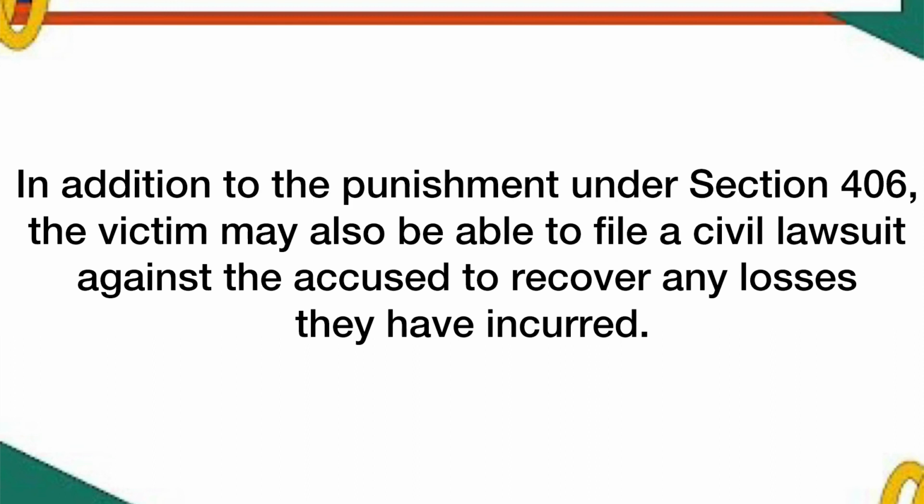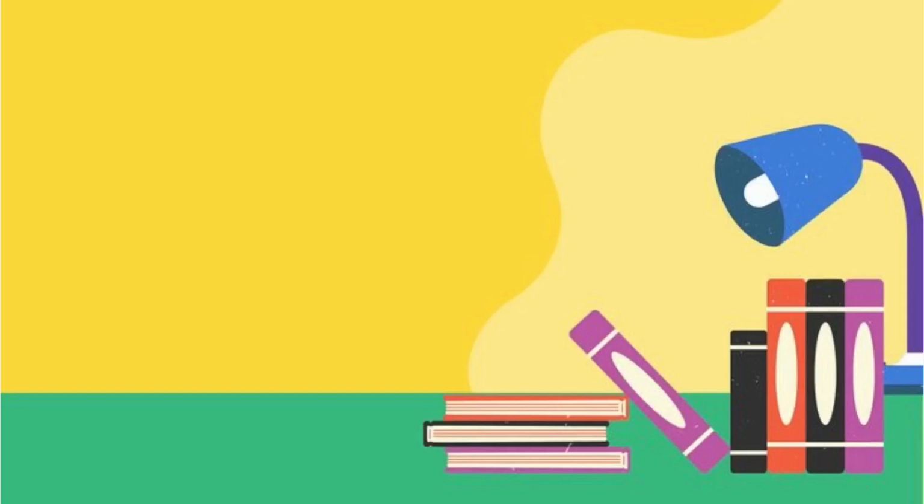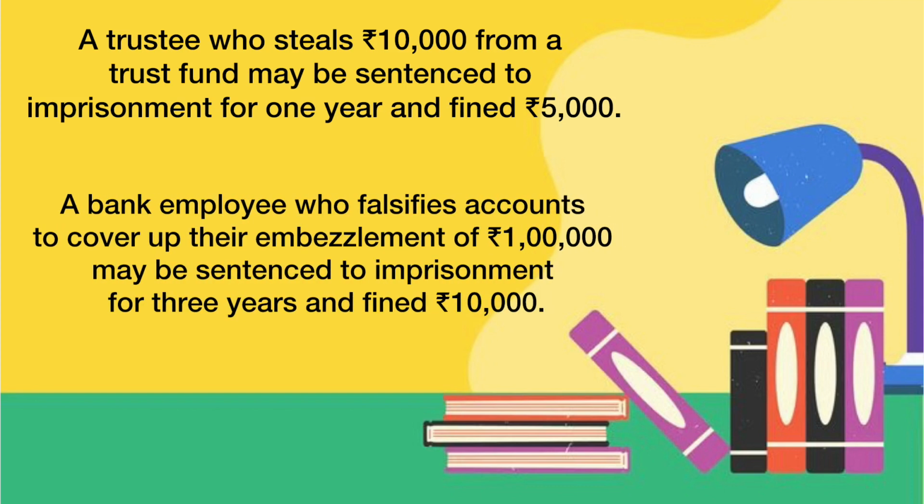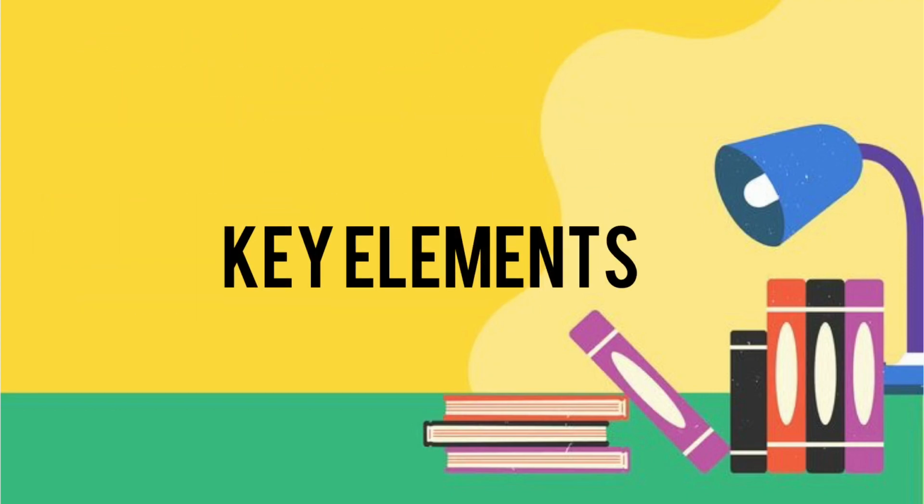In addition to the punishment under Section 406, the victim may also be able to file a civil lawsuit against the accused to recover any losses they have incurred. Let us see an example. A trustee who steals 10,000 from a trust fund may be sentenced to imprisonment for 1 year and fined 5,000. A bank employee who falsifies accounts to cover up the embezzlement of 1 lakh may be sentenced to imprisonment for 3 years and fined 10,000 rupees.